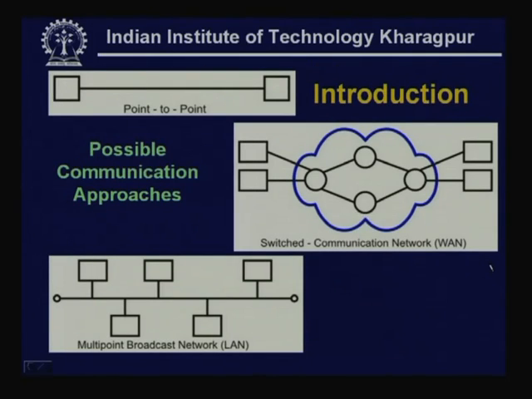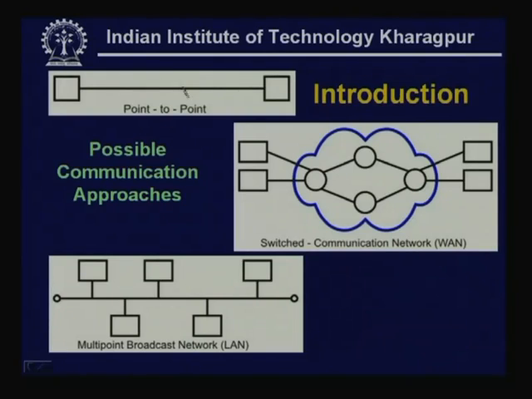Let us look at the possible communication approaches. We have discussed different types of communication systems in the last 32 lectures, and in these lectures we have discussed various communication approaches. First one is point to point. We have seen how two stations can communicate with each other with the help of point to point links such as RS-232C.